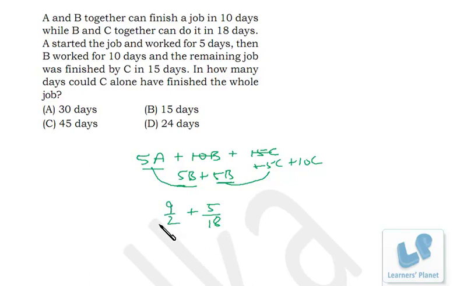1 by 2 is what? 9 by 18. So 9 plus 5, 14 by 18 work is done. That means 7 by 9 work is done. 2 by 9 work is left.